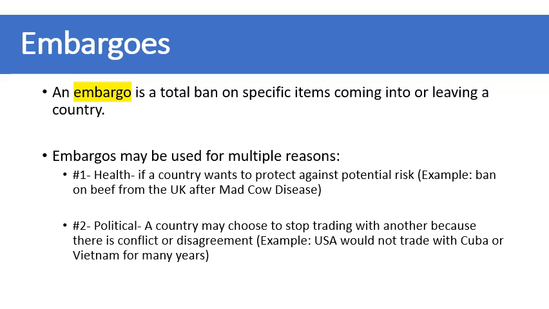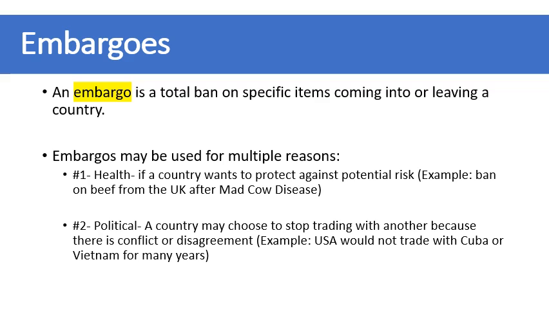So Cuba and Vietnam, for many years we had bad relationships with those countries because they were communist countries and the United States was anti-communist. So we had complete embargoes or complete shutdowns of trade with Cuba and Vietnam for decades in our history. So those are two reasons why we would have an embargo in place.